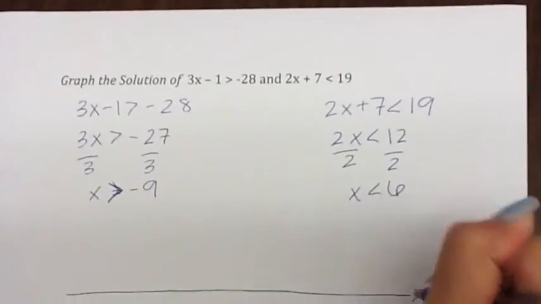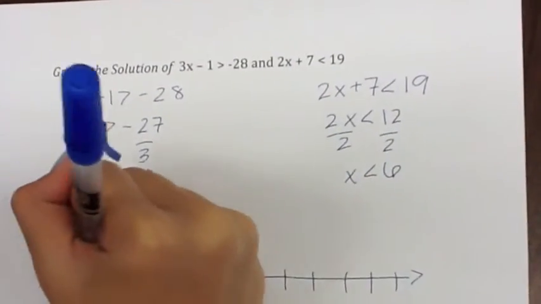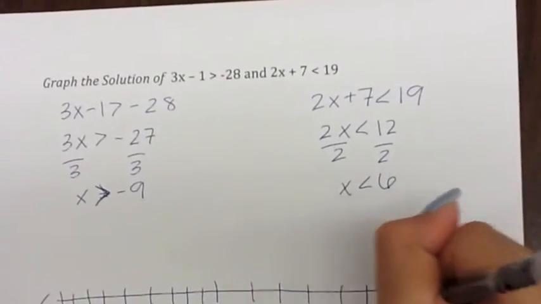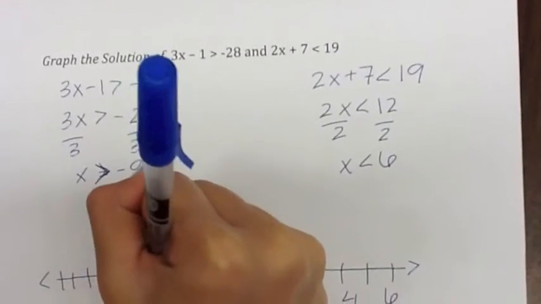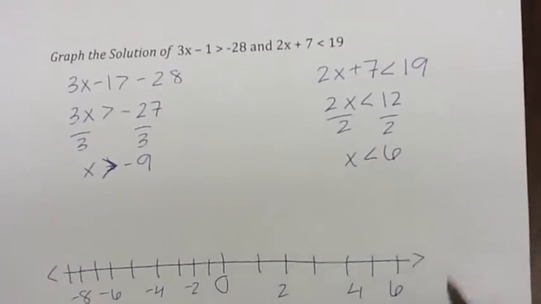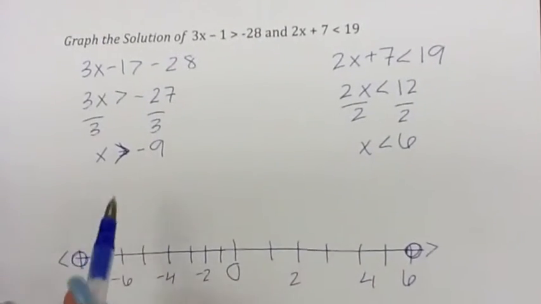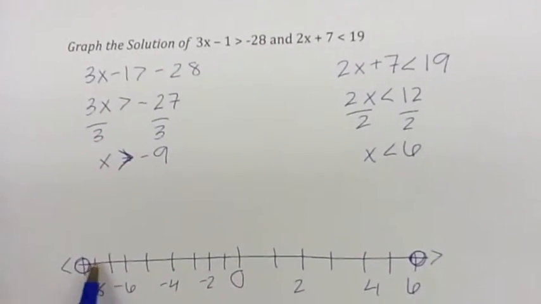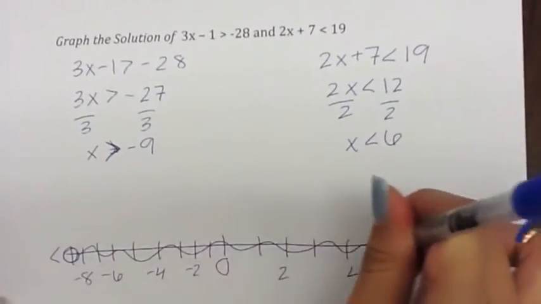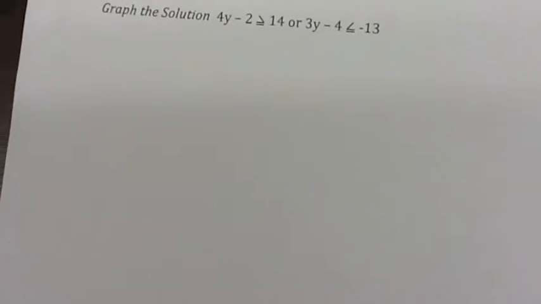So here's our number line. So first you want to graph 6 and then negative 9. So if x is greater than negative 9, then it would have to go into the positives, and if x is less than 6, it would go into the negatives. So that's what your graph would look like. So next you would graph the solution.